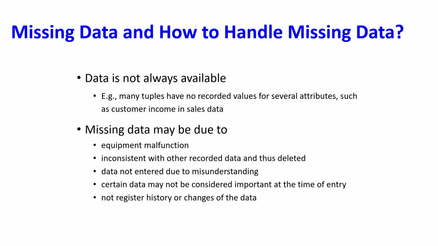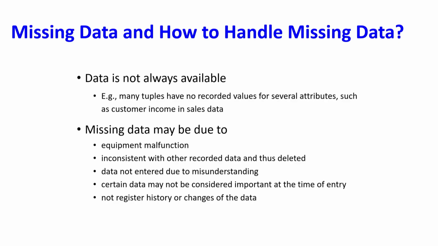Most of the cases, missing data is because somebody has not measured it. Or somebody has measured it, but for some reason the data was not written or recorded. That is how missing data can happen, so you can't do anything about it. Many tuples have no recorded values for several attributes, such as customer income in sales data, or maybe temperature during experimentation, where other values are recorded but temperature is not. Equipment can malfunction, or data cannot be entered due to misunderstanding, as I told you. I thought this data is not correct, you thought it is correct, so I did not incorporate it, or did not register the history or changes of the data.